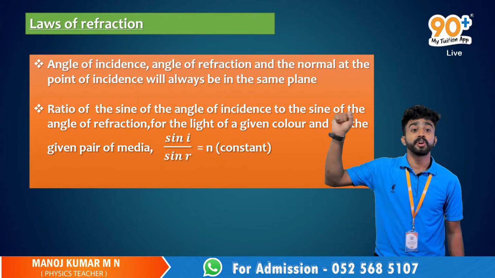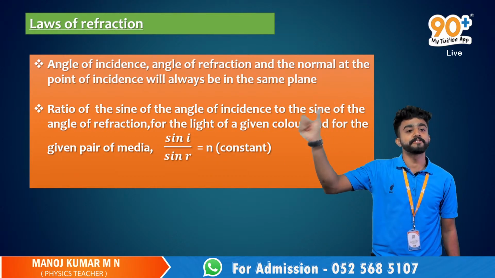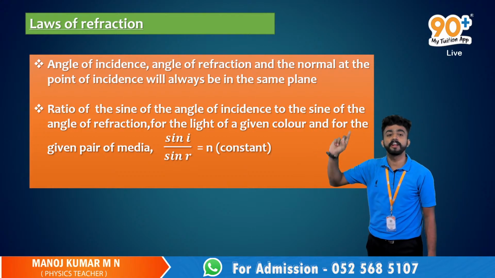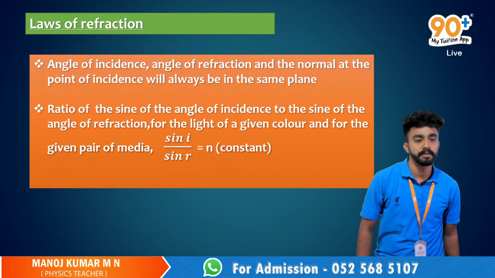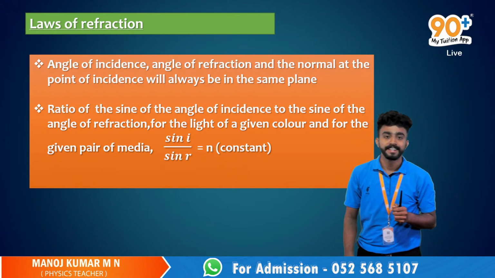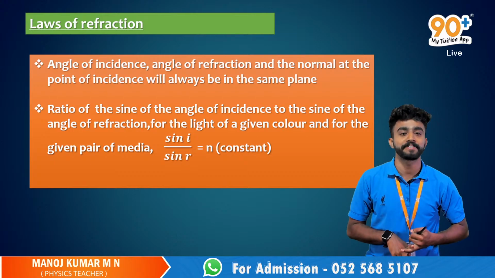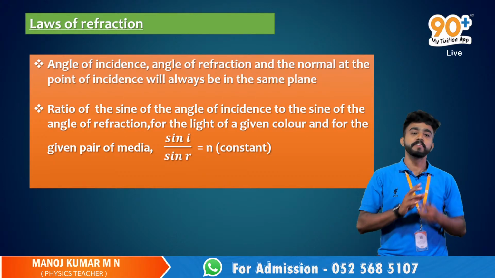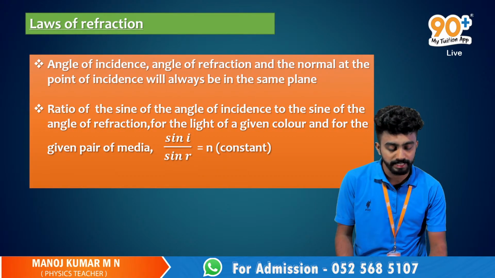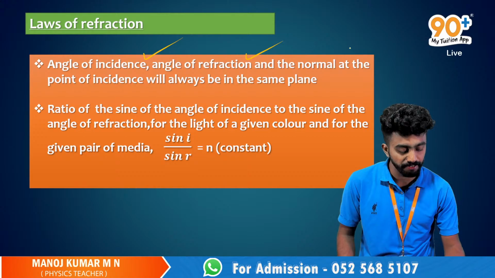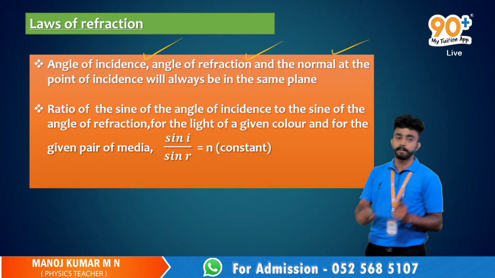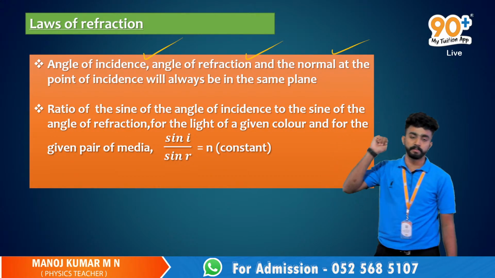Fine. So the angle of incidence, the angle of refraction and the normal at the point of incidence will always be in the same plane. As in the case of the laws of reflection, we have learned the angle of incidence, the angle of reflection and the normal will be in the same plane. In the same way, in the case of refraction as well, the angle of incidence, the angle of refraction and the normal at the point of incidence will always be in the same plane. That is the first rule you have to remember.